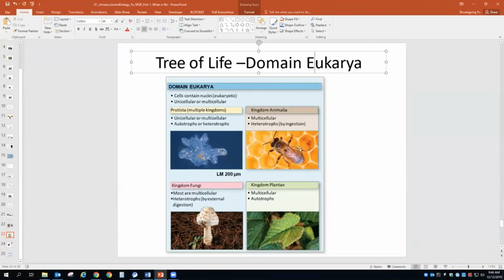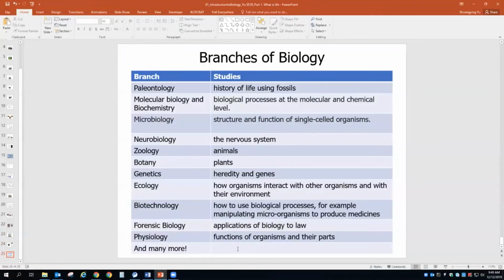Animalia, so all animals, all plants, or fungi, right? So these are the typical species in domain Eukarya. So this is just different branches of biology. You probably have a field that you're really interested in.